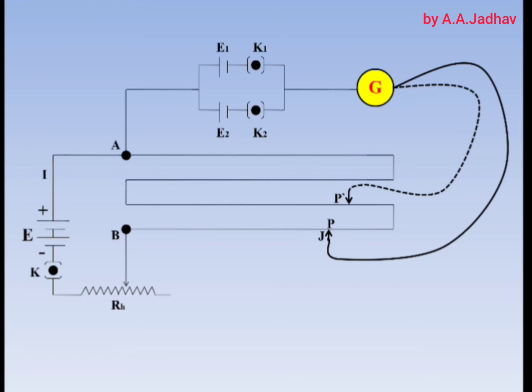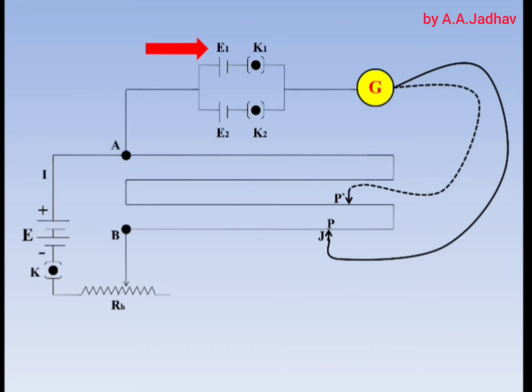As shown in the circuit diagram, the potentiometer wire AB is connected in series with a battery of EMF E, plug key K, and rheostat RH. The EMF E of the steady DC supply, which is called the driving cell, must be greater than both the cells, that is E1 and E2, which we need to compare.